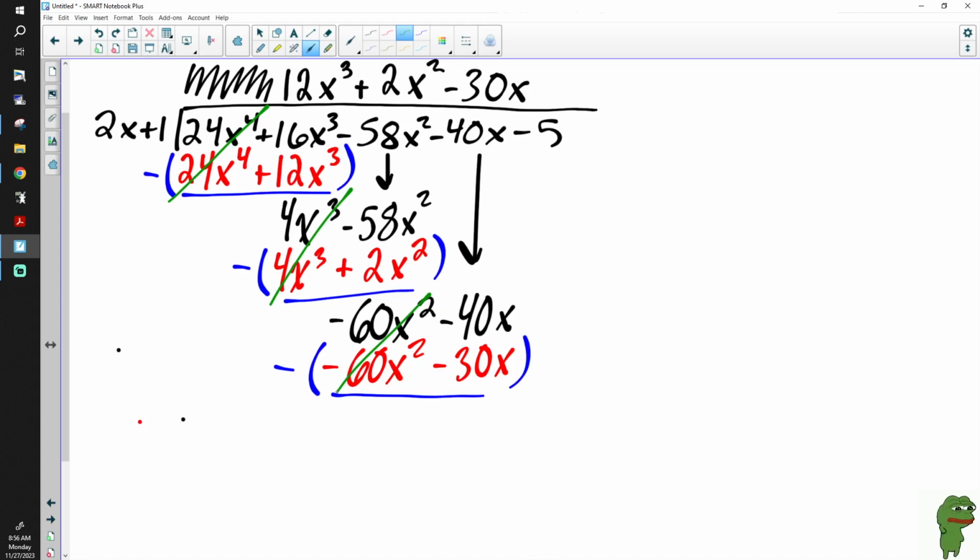Hey, be extra careful. What is negative 40 minus negative 30? 50.